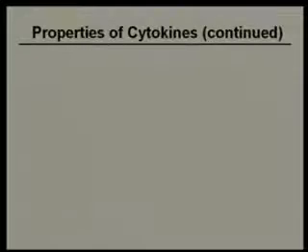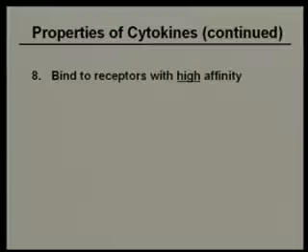The point we're trying to get to here is that there are no really hard and fast rules for these cytokine productions and how they act. It really depends on the combinations of the cytokines and the situation in which they're produced. An important point here is that they bind to receptors with high affinity. They actually bind with a higher affinity than immunoglobulins. So once they interact with the receptor, they stick there pretty firmly.